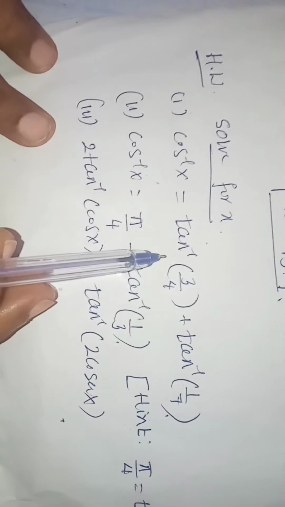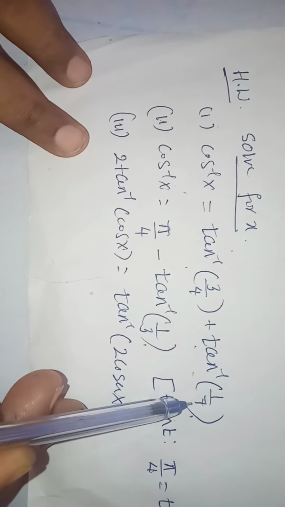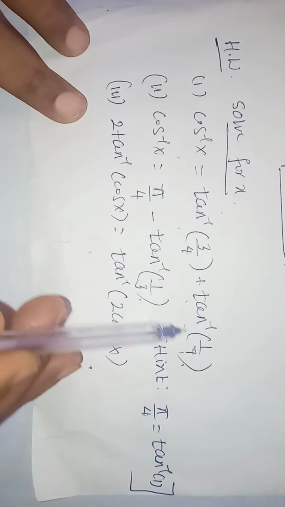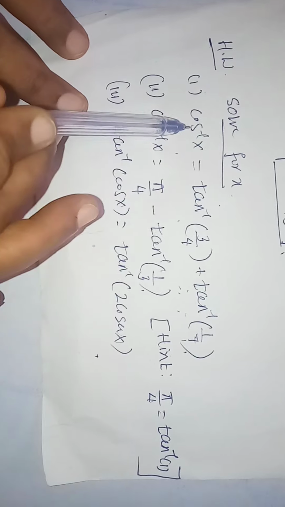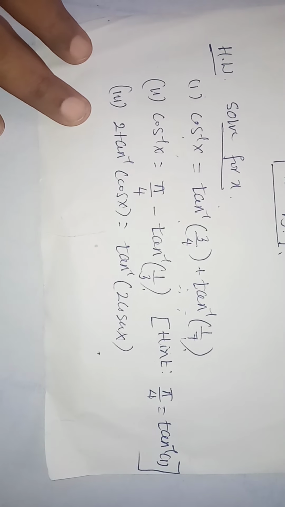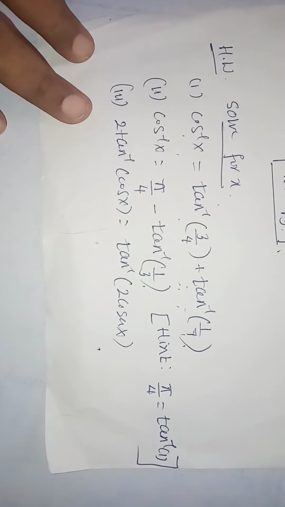Now I will give the examples for homework. Try these examples. First one, cos inverse x is tan inverse 3 by 4 minus tan inverse 1 by 7. First apply the tan inverse formula, simplify. Later on convert it into the form of cos inverse. We'll get the answer. That is the hint for the first example.